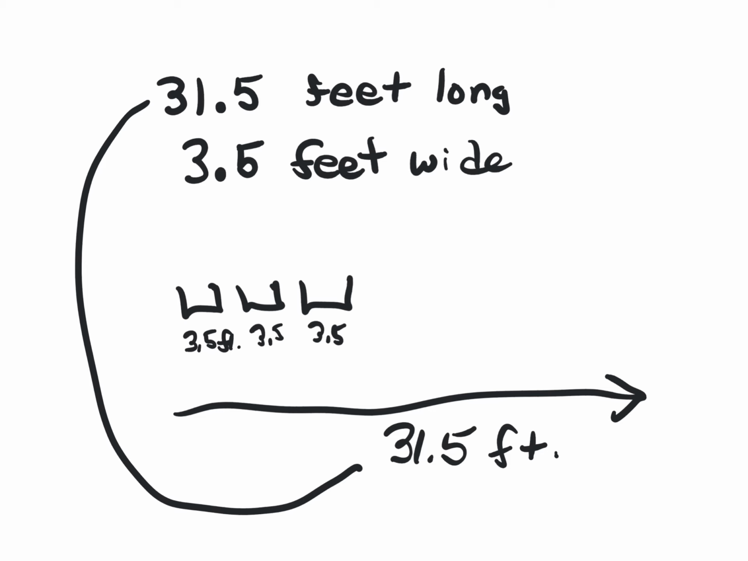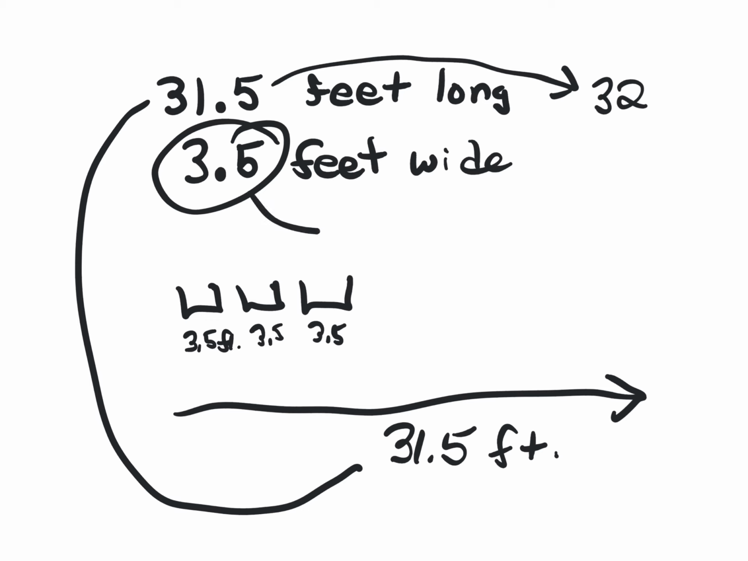So the first thing we always want to do is do a quick estimation, right? So 31.5, we want to think of that as 32, and 3.5, we want to think of that as 4. So how many times does 4 go into 32? Well, I know that 4 times 5 is 20, 4 times 6 is 24, 4 times 7 is 28, and 4 times 8 is actually 32. So I know that I'm looking for an answer around 8.